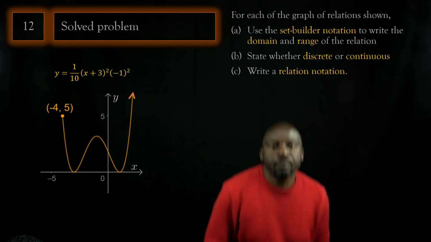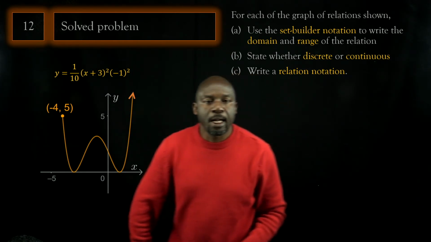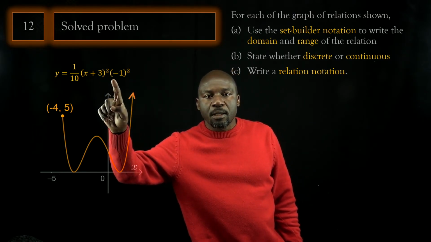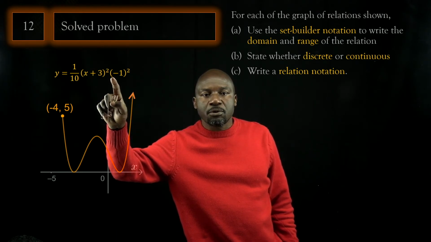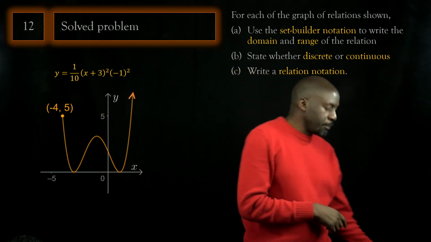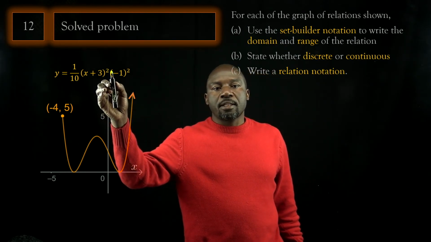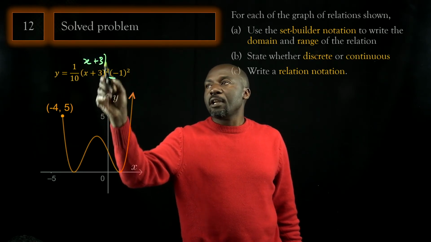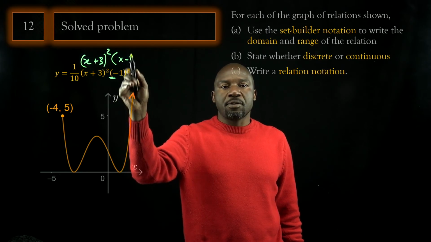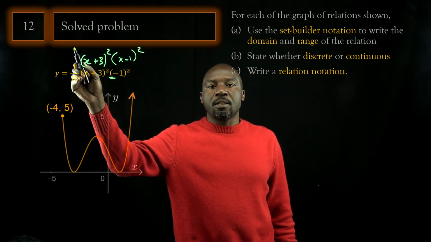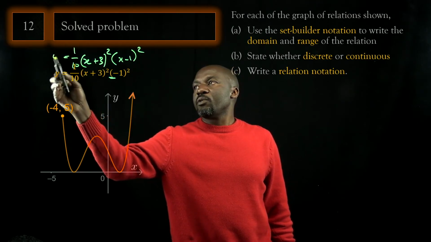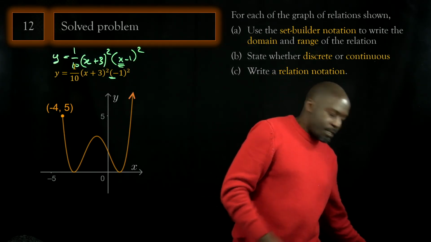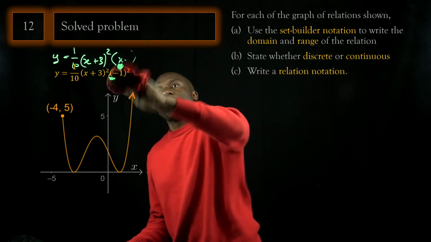Okay, so here is the next one. For this next one, you have been given the relation equation. This is supposed to be what here? There is supposed to be an x there, right there. So this is x plus 3 squared and x minus 1, I think, squared. This is 1 over 10 is y. So please take note of this. It's supposed to be an x in there. Given that relation equation, fix that please.